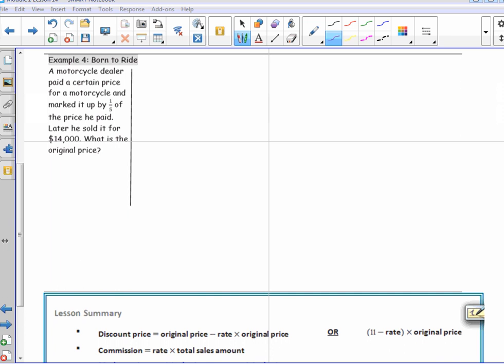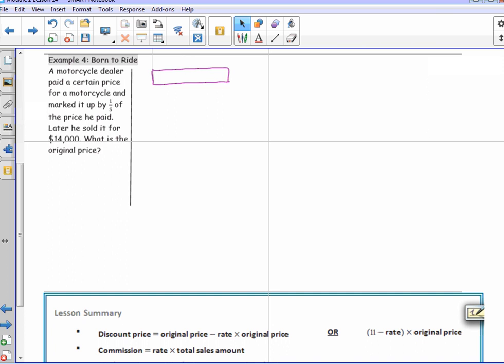In example 4, Born to Ride. A motorcycle dealer paid a certain price for a motorcycle and marked it up by 1/5 of the price he paid. Later, he sold it for $14,000. What was the original price? So we'll start out by making a tape diagram.